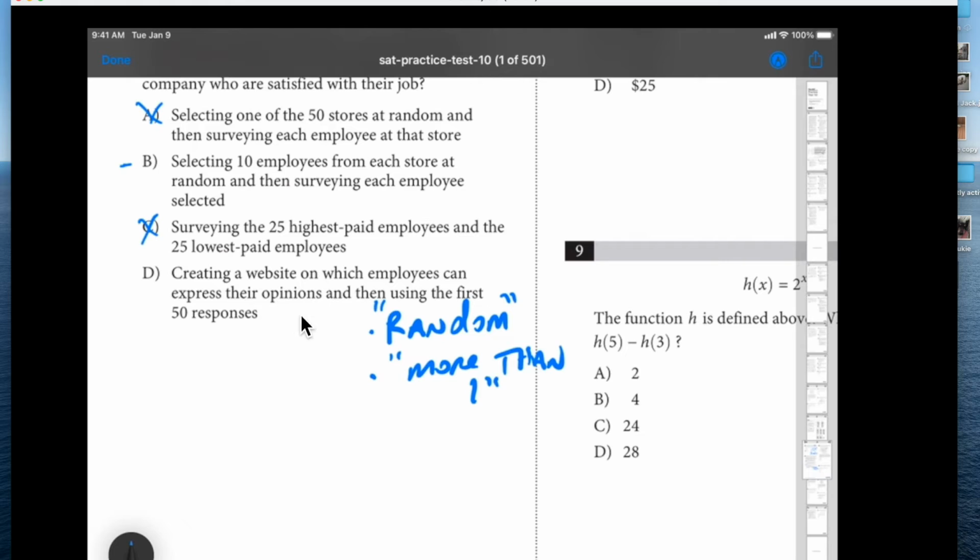And creating a website in which employees can express their opinions, and then using the first 50 respondents. Okay, again, this first 50 respondents is a bias. For example, maybe they create the website and the people that work on the day shift get to the website sooner, but the folks that work the night shift, they can't get to the website, so you never even get their opinion. So that one's no good. Answer of that one is B.